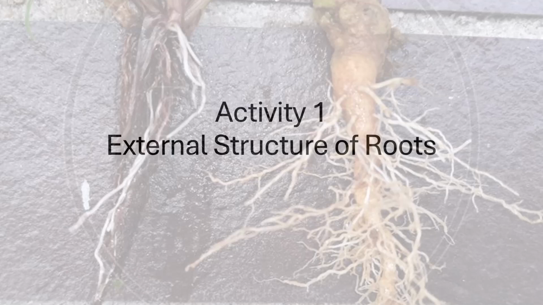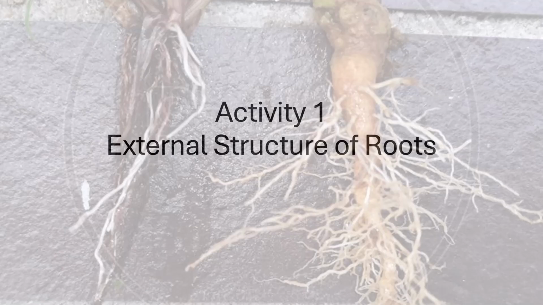In this first activity, we're going to focus on the external structure of roots. Specifically, you'll be comparing the two major types of root systems you see in flowering plants, taproot systems and fibrous root systems. Your goal here is to learn how to recognize these systems based on their overall structure and to start thinking about how those differences relate to stability, water uptake, and growth.